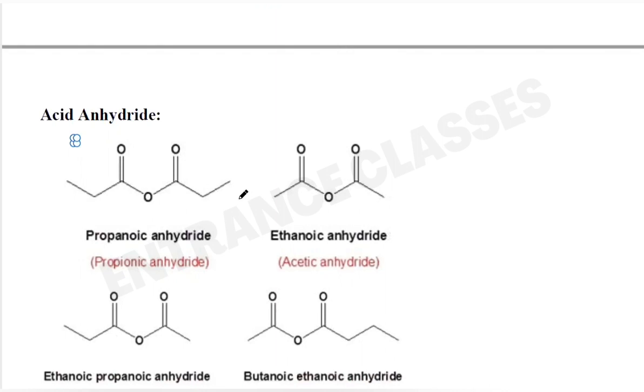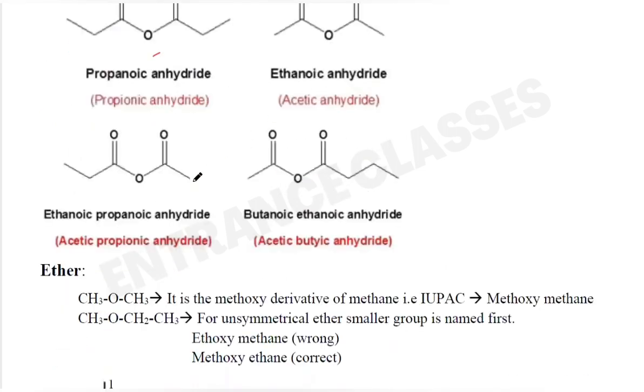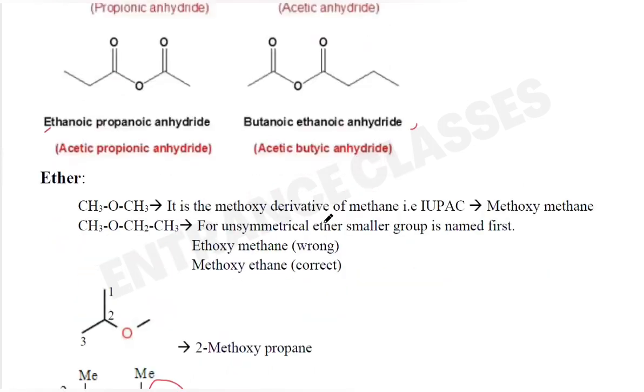Next, acid anhydride should be named just as the anhydride of 2 acids. Here it is propanoic acid, so propanoic anhydride. Because anhydride is bifunctional, dipropanoic anhydride is not required to be mentioned, so just propanoic anhydride, implying 2 propanoic groups are there. It is ethanoic anhydride, that is the anhydride of ethanoic acid. This part is ethanoic, this part is propanoic. So ethanoic propanoic, E being alphabetically first. So ethanoic propanoic anhydride. This will be ethanoic, this will be butanoic. So B and E, this is butanoic ethanoic anhydride. Alphabetic order is obeyed here.